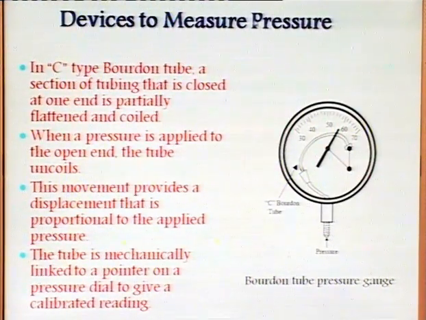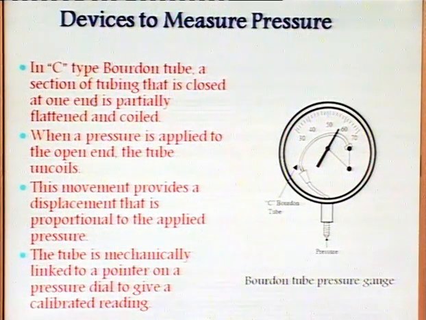The next device used to measure pressure is the C-type Bourdon tube. Here, first, this is elliptical type. If we fill air or some gas here, it becomes circular, and this indicator shows us the pressure.